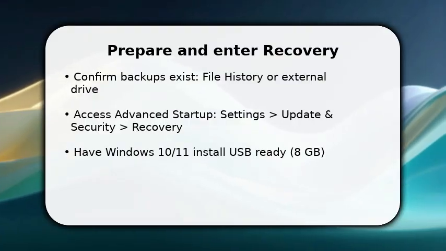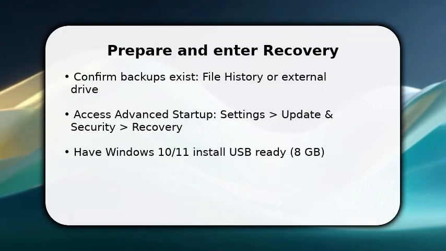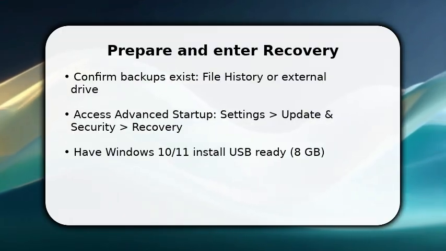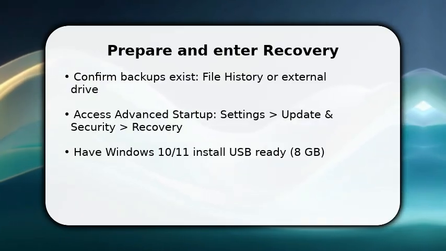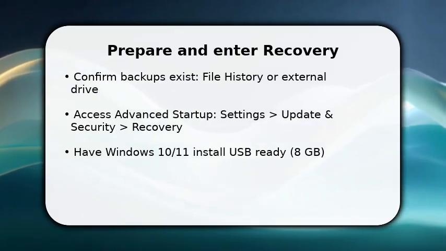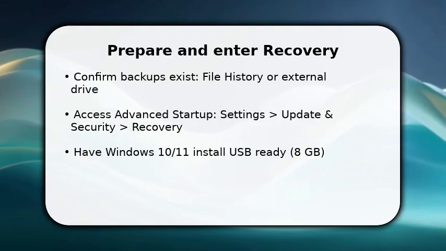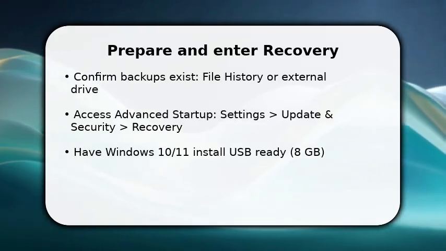You start by confirming a backup so you can restore if needed. This protects your data. Next, boot into Advanced Startup from Settings or hold Shift while selecting Restart. Once there, choose Troubleshoot, then Advanced Options. This is how you access repair tools.